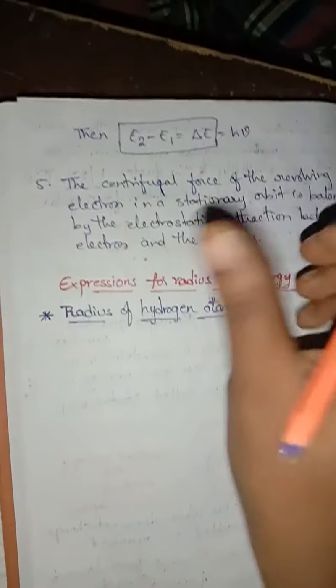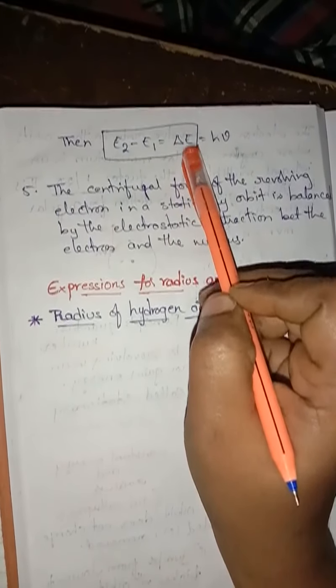So the change in energy, when an electron moves from a lower level to a higher level or from a higher level to a lower level, the difference is given as delta E. Delta E means change in energy. So delta E equal to E2 minus E1, that is nothing but h nu.